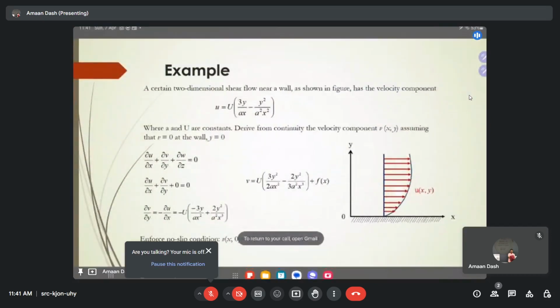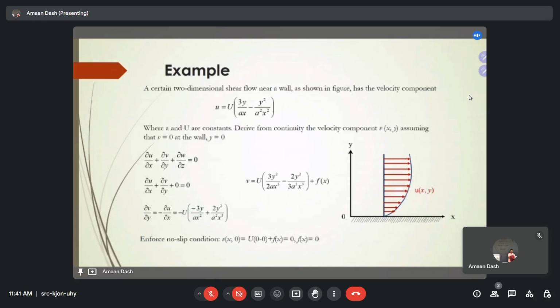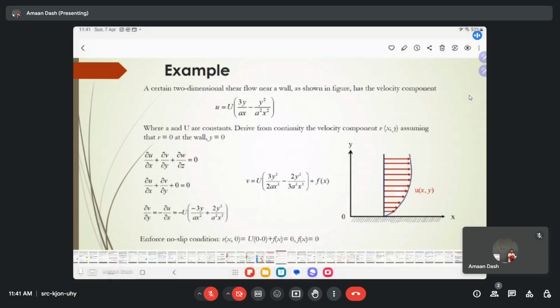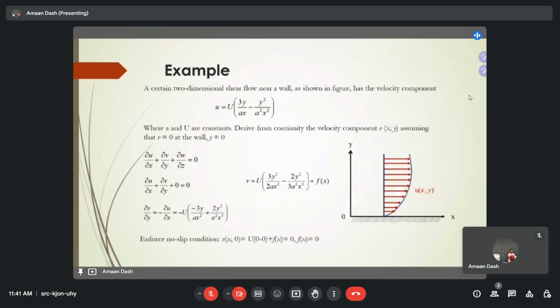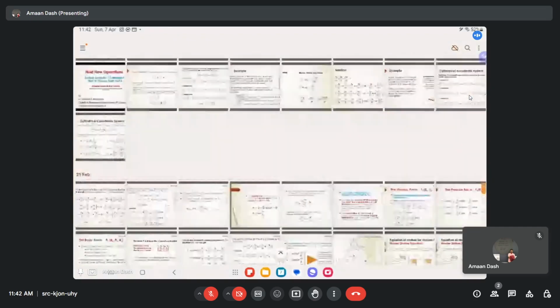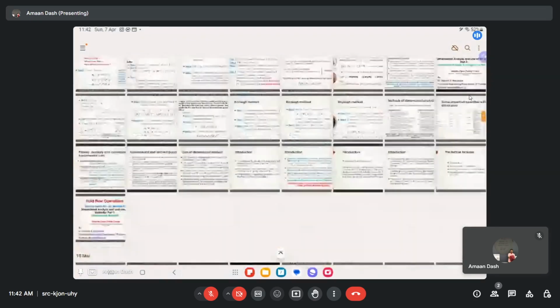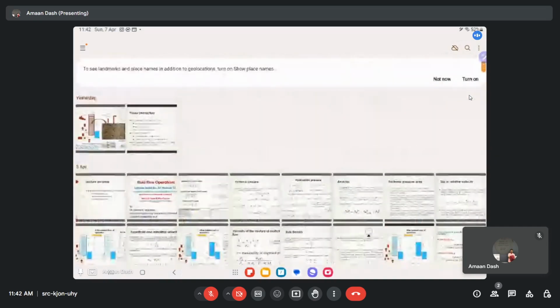So let us see. I think this is also something that we have done. So this is the continuity equation. We will be substituting u, and then from here we will be imposing the no slip boundary condition at the wall, and then we can obtain the value of v, right? So I think this is what we will be discussing for today, and you practice all the questions, and all the best for your exams.